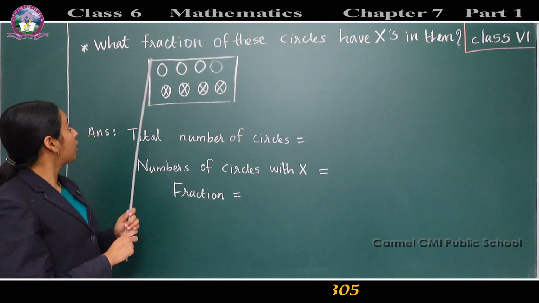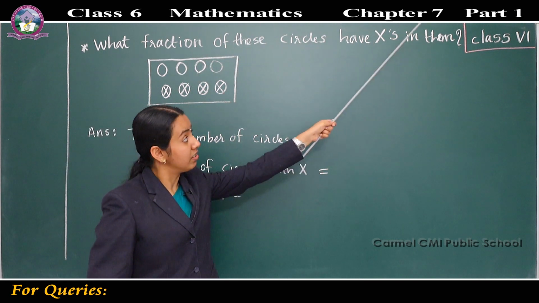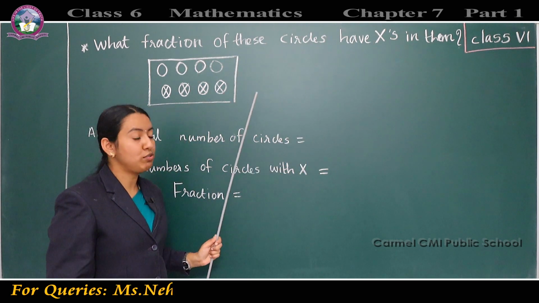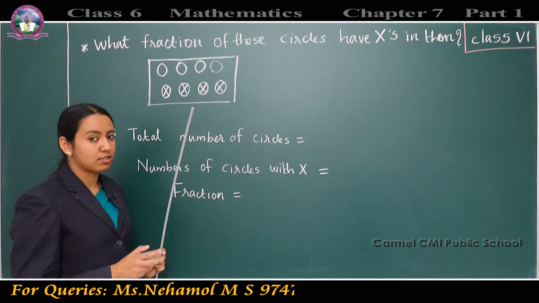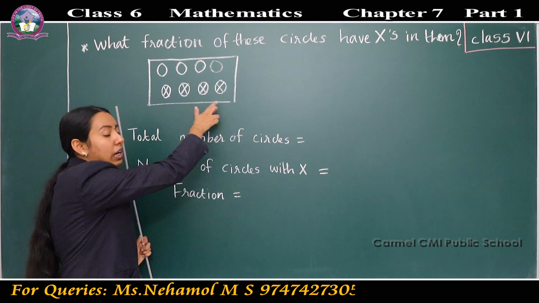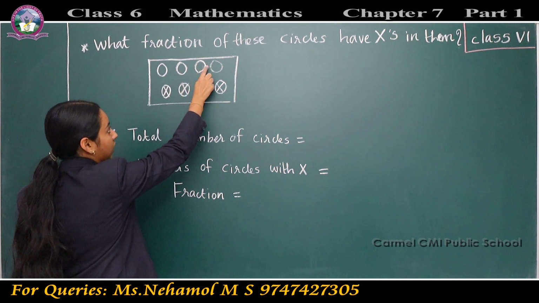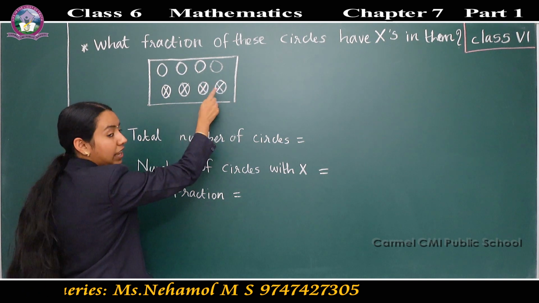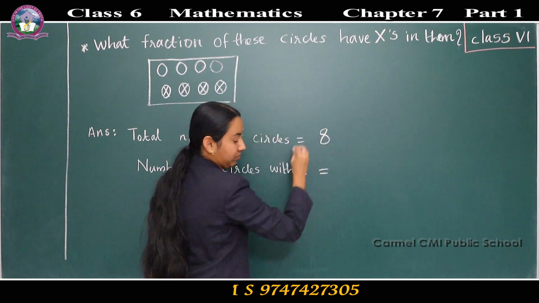Next question. What fraction of these circles have x's in them? We have to find the fraction of circles with x. So first we have to find the total number of circles. How many circles are there? 1, 2, 3, 4, 5, 6, 7, 8. So the total number of circles is 8.